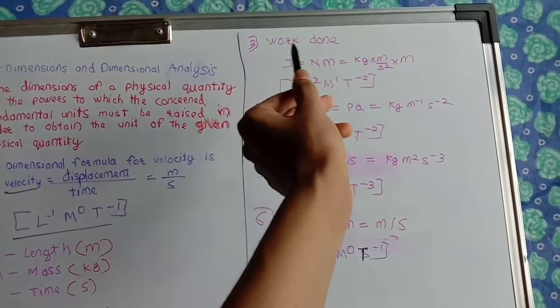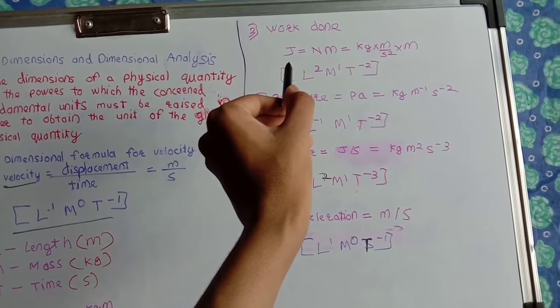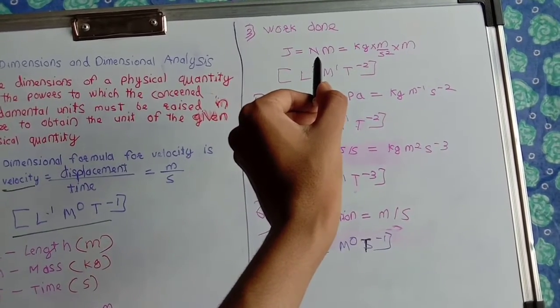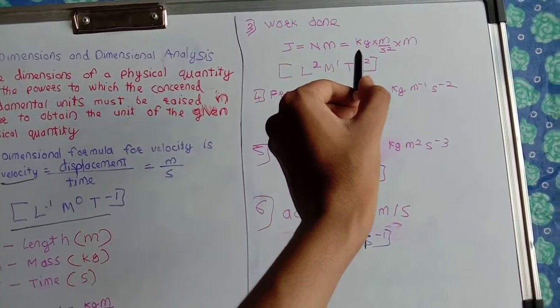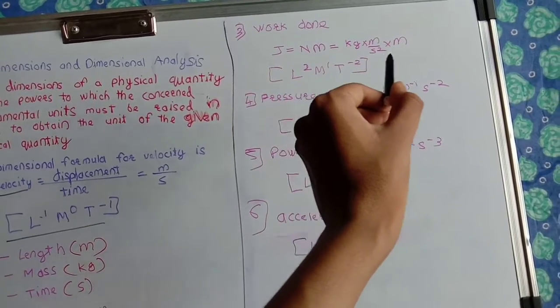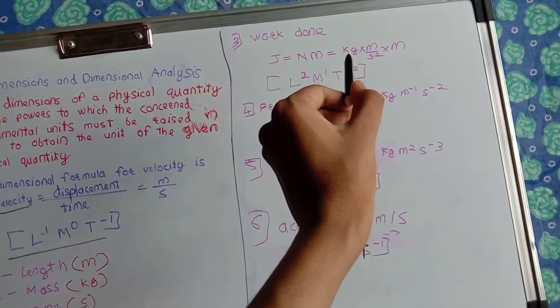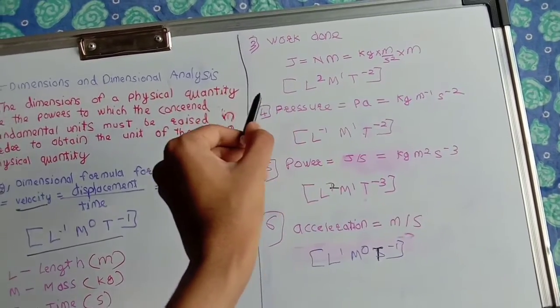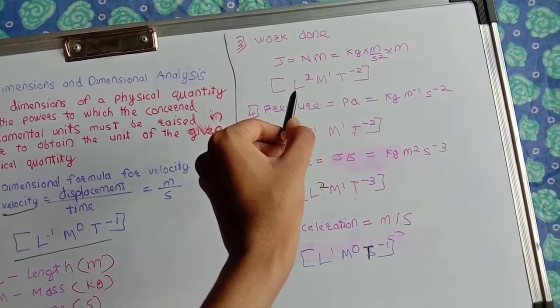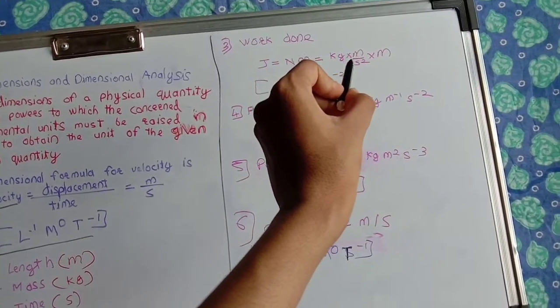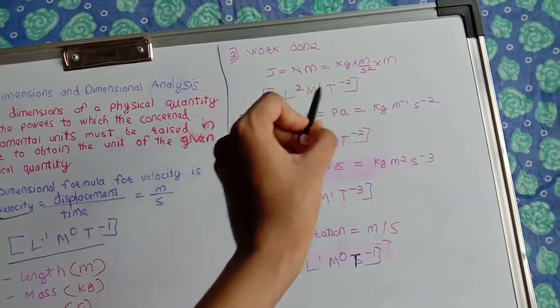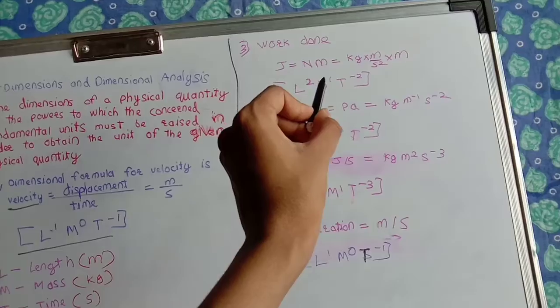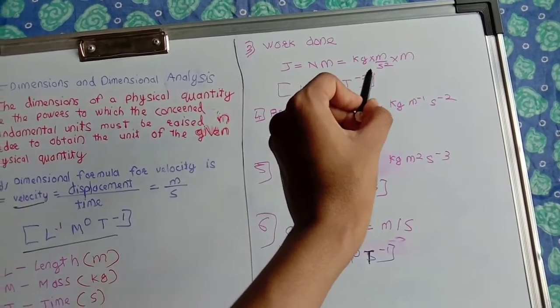Next is work done. The unit of work done is joule. Joule is equal to Newton meter. So 1 Newton is equal to kg into meter upon second square, into meter. Therefore its dimensional formula will be kg meter into meter upon second square into meter. Therefore L raised to 2, M raised to 1 and T raised to minus 2.